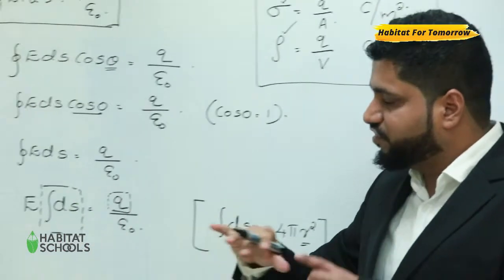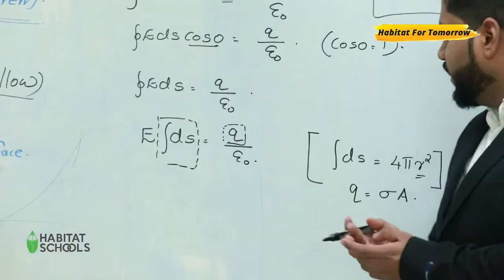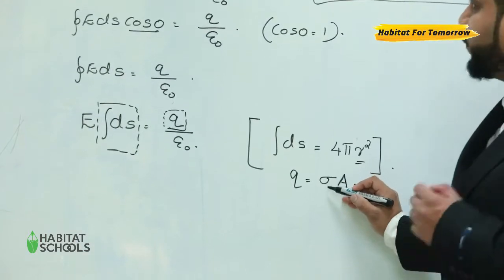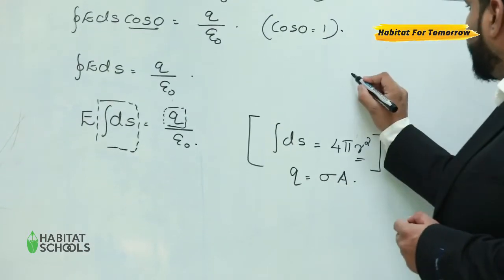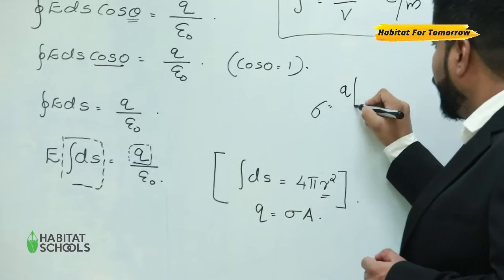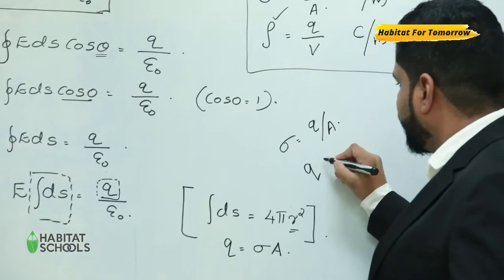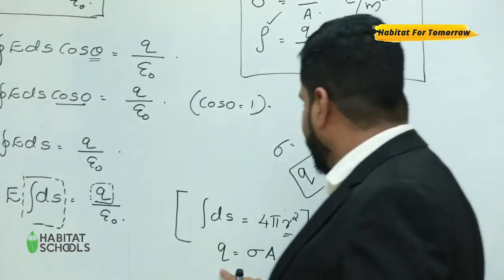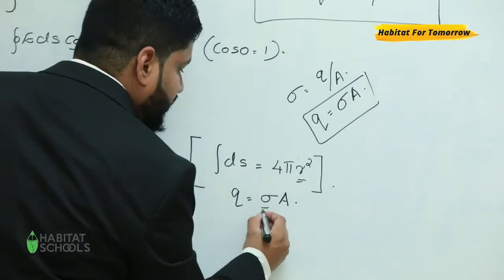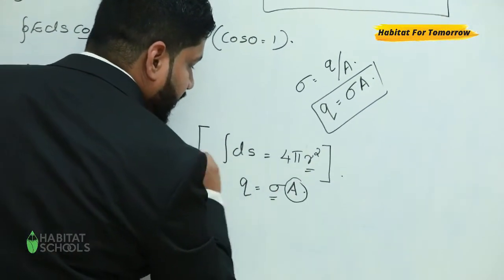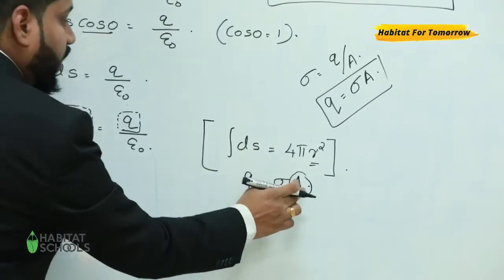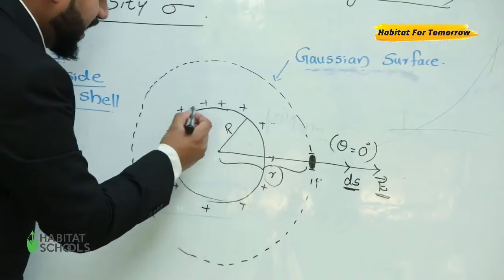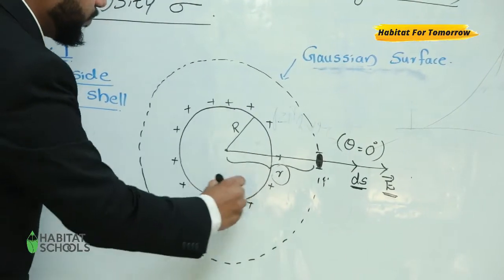So here charge is distributed on area. So here you need to consider that the charge density is surface charge density. So here sigma is equal to Q by A. Then from this expression Q is equal to sigma A. So sigma is surface charge density, and area A is the area of the sphere. That is very important. Area of the sphere means you need to consider the area of the sphere.